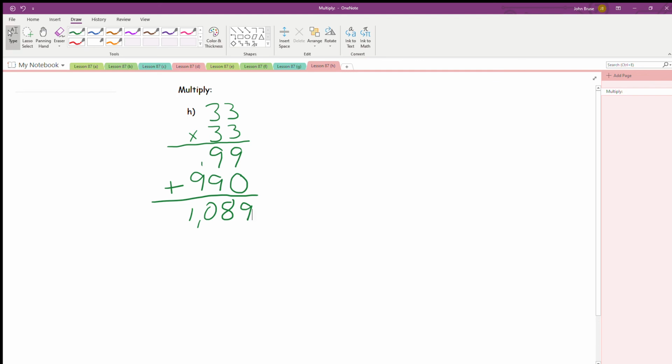And as you can see, the shortcut method's pretty fast if you know what you're doing. We'll double check it. 33 times 33 is 1,089, and that's what I have. So we're going to go ahead and circle our answer. And that's it for lesson 87.